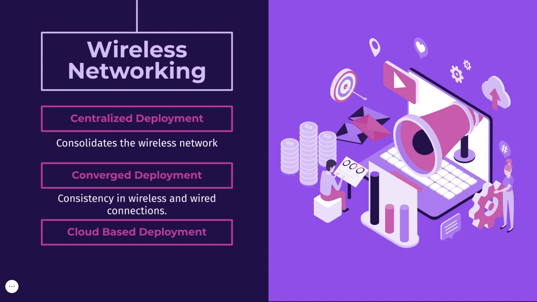Converged deployment is used for smaller campuses or branch offices, offering consistency in wireless and wired connections. This deployment converges wired and wireless on one network device through an access switch and performs the dual role of both switch and wireless controller. Finally, cloud-based deployment uses the cloud to manage network devices deployed on-premises at different locations.